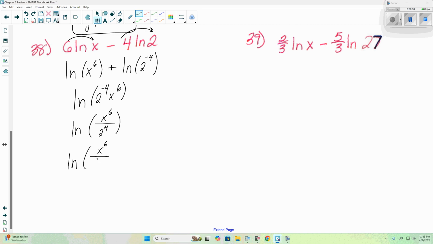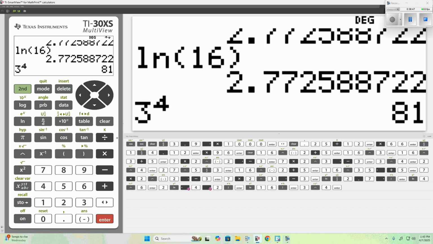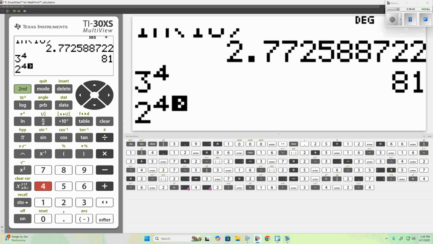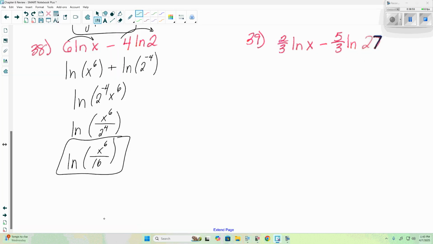Now 2 to the 4th is nice, it is 16. And to figure that out, all we got to do is take the calculator and say 2 to the 4th power, which is indeed 16. We can replace it. If a number is to an exponent, plug it in the calculator, see if it gives us a nice number. If it does, replace it. If it doesn't, leave it as that number to a power.